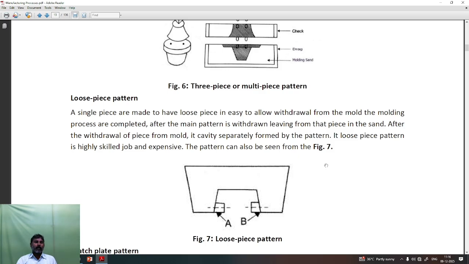And loose piece patterns. A single piece pattern is made to have a loose piece to allow easy withdrawal from the mold. The molding process is completed after the main pattern is withdrawn, leaving the loose piece in the sand. After the withdrawal of the piece from the mold, its cavity is separately formed by the pattern. Loose piece pattern is a highly skilled job and expensive.